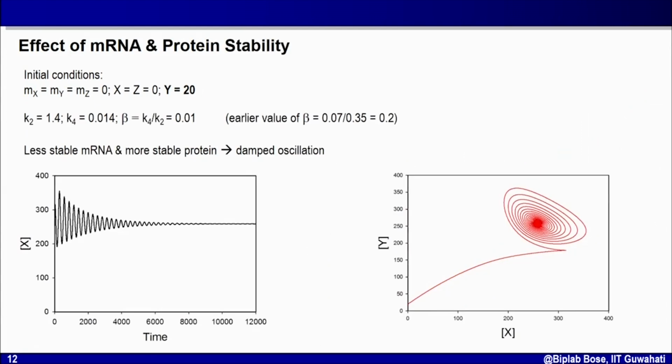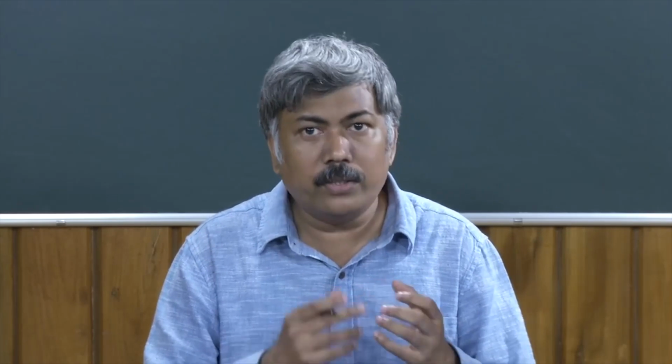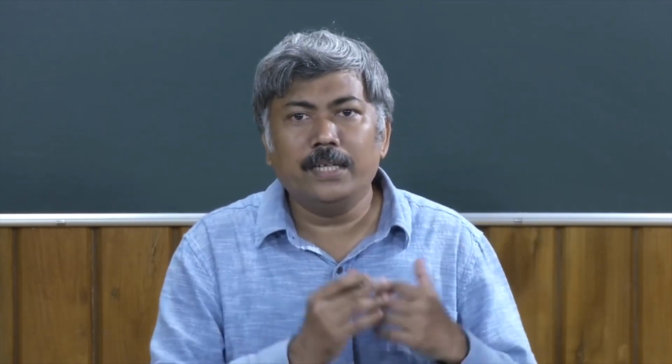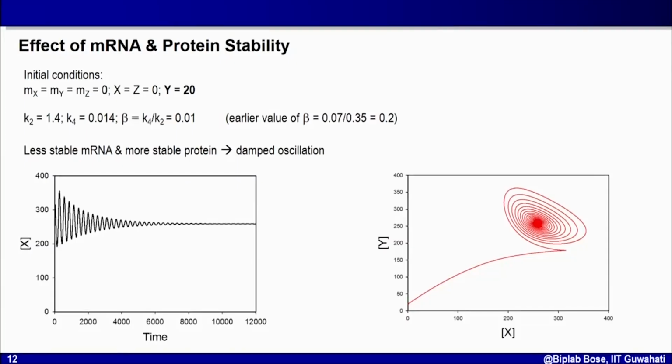Now what if I mix both of them together? I want to change the mRNA stability and the protein stability together in the system, and I want to compare with what I got earlier in a limit cycle oscillation. So I am keeping the initial conditions the same where I got limit cycle oscillation. Mx, My, Mz equal to 0. The mRNAs are 0. X, Z are kept at 0. Y is kept equal to 20. And if I keep all the parameters the same as I have shown in the model initially, then I should get a limit cycle oscillation.